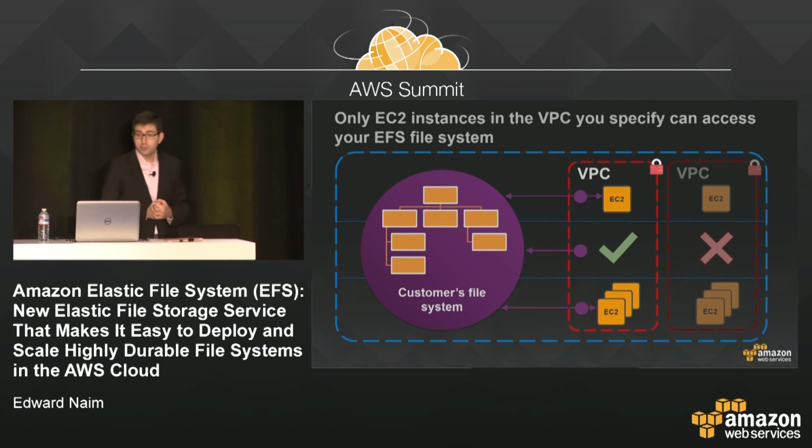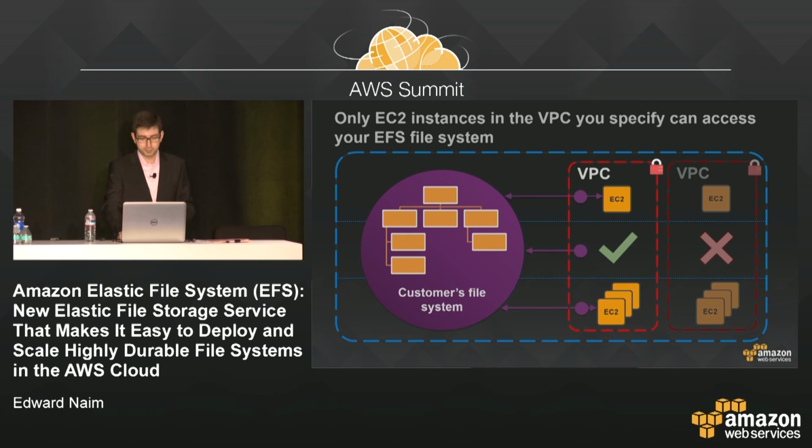Before I talk about VPC security mechanisms, keep in mind that only EC2 instances in the VPC you specify can access your EFS file system. So the only way to access a file system is through these mount targets, and these mount targets belong to your VPC. So only traffic through those mount targets in your VPC can access a file system.